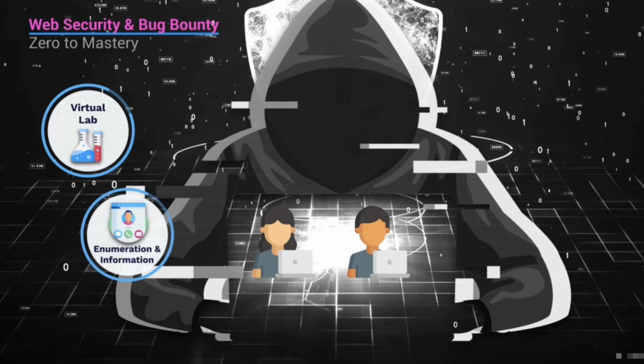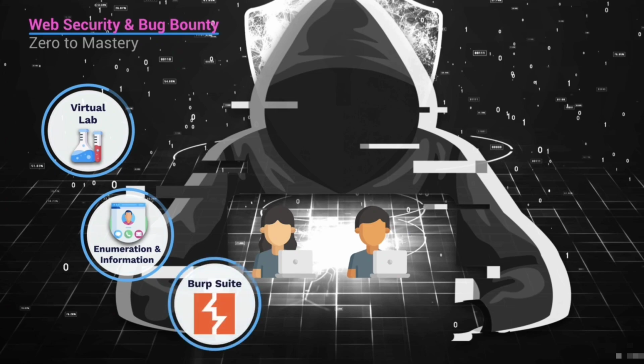From there, we're going to learn about enumeration and information gathering. This is where we actually start with the bug bounty and website penetration testing. We cover numerous topics and tools that allow us to gather as much information about a certain website as possible. From there, we get into introducing you to Burp Suite. And this is a very important tool of a bug hunter. And it will set us up for a lot of the topics that we cover later in the course.